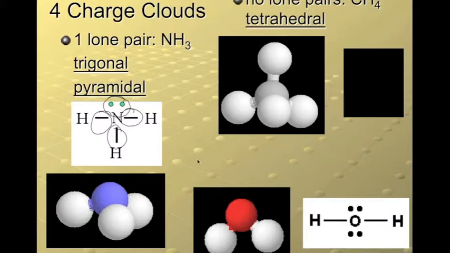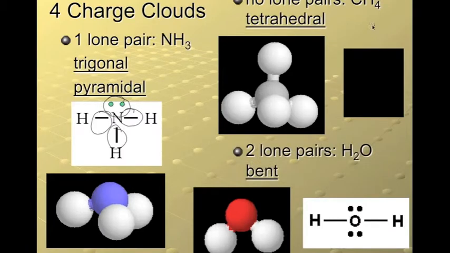Okay, if there's no lone pairs, like around CH4, which if we look at that, CH4 is carbon bonded to 4 hydrogens. It looks like this. Pretend there's another hydrogen down there. It has 1, 2, 3, 4 charged clouds, but doesn't have any dots around it, so it would be tetrahedral.